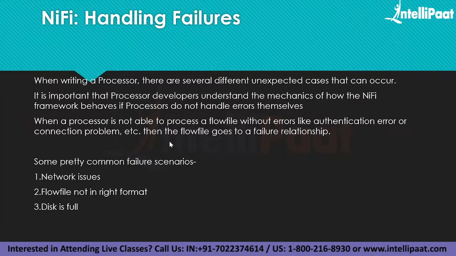Now, when writing a processor, there are several different unexpected cases that can happen. So it's important that processor developers understand the mechanics of how the NiFi framework behaves if processors don't handle errors themselves. How do you handle them? What kind of different techniques can you apply? When a processor is not able to process a flow file without errors, for example, it could be an authentication error, a connection problem, a data problem, whatever it can be, then it gets into a failure relationship. We saw that, right? There would be success and there would be failure. Some of the pretty common scenarios are network issues, especially in Kafka cases. That's the reason I have this flow back.